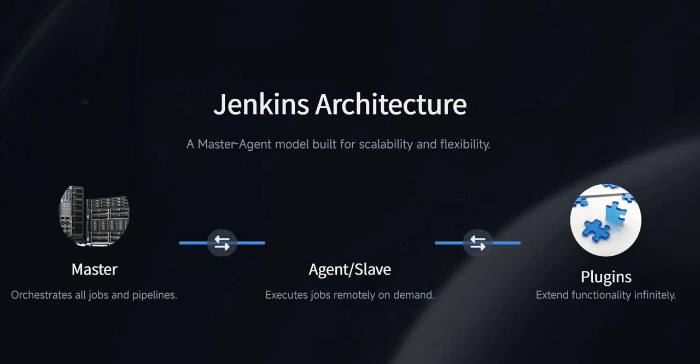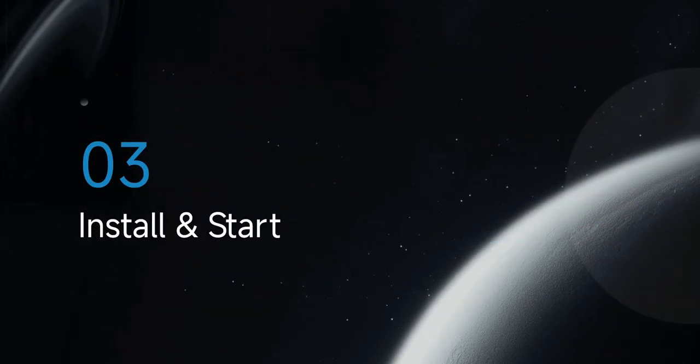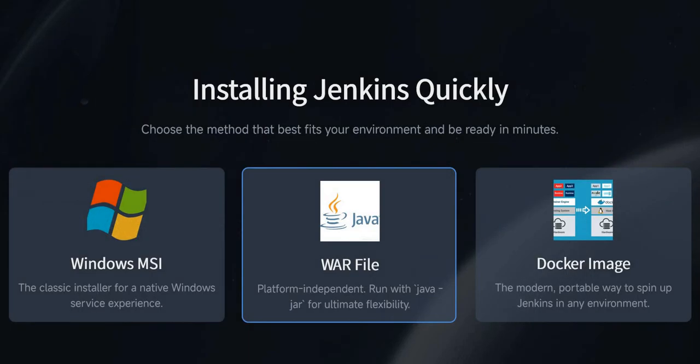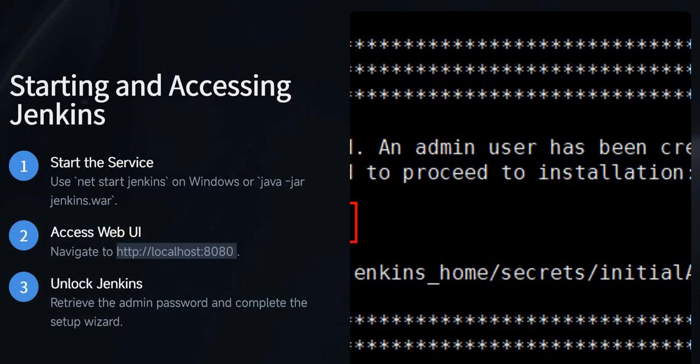From the Jenkins architecture point of view, it orchestrates all the job pipelines, and agents execute remotely and automatically. We can use plugins for extension. First, it's open source as I told you. It has a Windows installer, and it is also portable with a Docker image. To start Jenkins, use the command net start Jenkins on Windows.